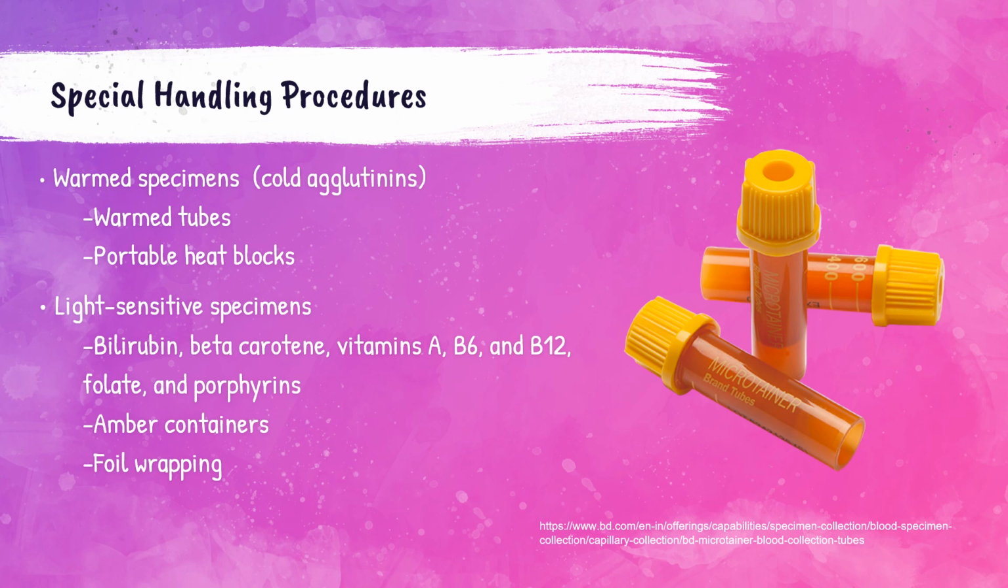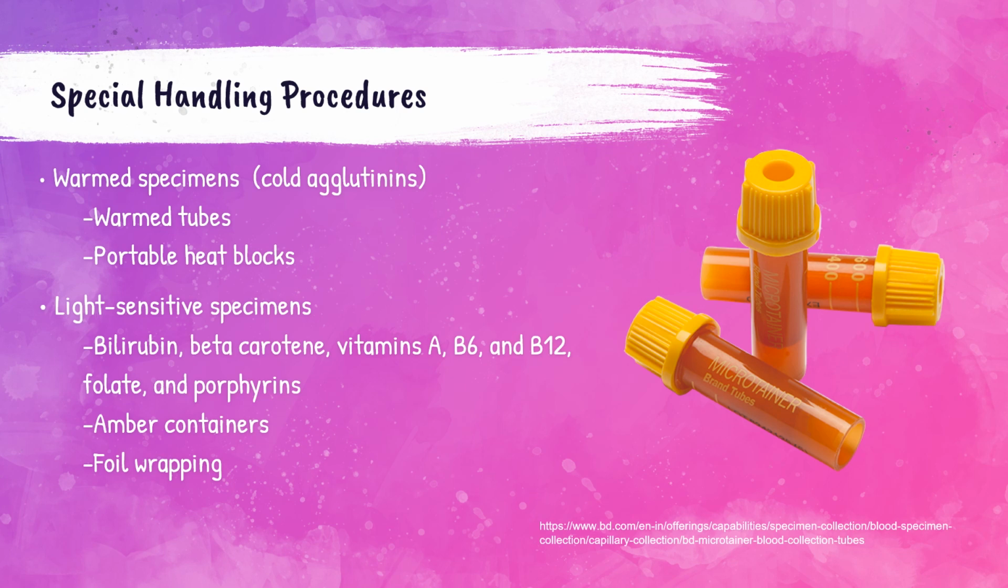Some samples will have special handling requirements that must be followed, or the samples will be rejected and a redraw will be necessary. Cold agglutinins are antibodies that react with patient antigens at cold temperatures. So the test for cold agglutinins requires the specimen to remain warm until the serum or plasma is separated from the red blood cells via centrifugation. If the sample is allowed to cool before this happens, the antibodies will agglutinate and cause a false negative test. So the tube should be warm before collection, and the sample must be put in a portable heat block for transport to the laboratory.